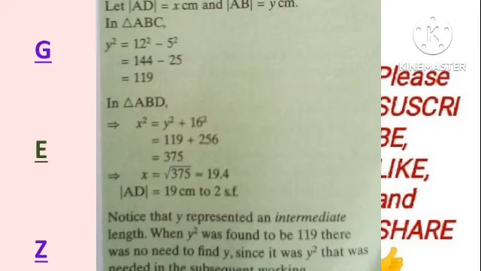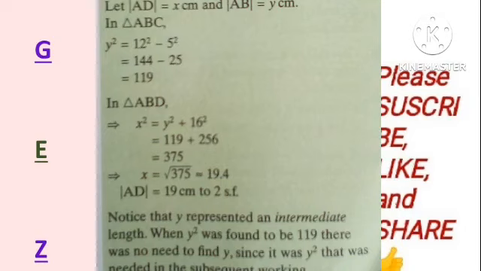Now continuing with the question, we have let AD be X centimeters and AB be Y centimeters, which we've given them. Next we have that Y squared equals 12 squared plus 5 squared. So as you can see, that is speaking from triangle ABC. Or rather, Y squared equals 12 squared minus 5 squared. So that's 12 squared is 144, 5 squared is 25. So when we look for the difference, we have Y squared equals 119.